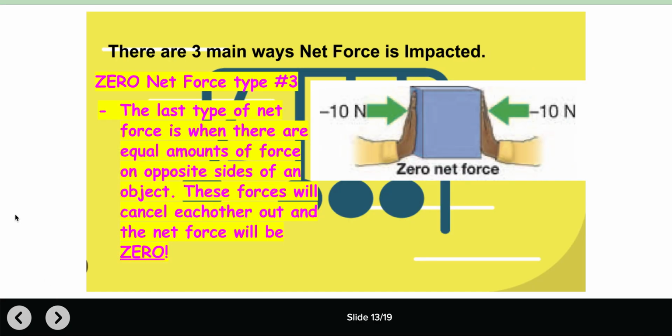Lastly, probably the easiest one, if you have 0 net force. This is when the exact same amount of force is being applied to opposite sides of an object at the same time. The key of this being, it must be the same amount of force on both sides. If this was a 20 over here instead of a 10, it would not be a 0 net force, because one would be greater than the other. But since they are both 10 on each side, they are going to zero out, because if you subtract 10 from 10, you get 0. We have a 0 net force, and that's it. Pretty straightforward, right?